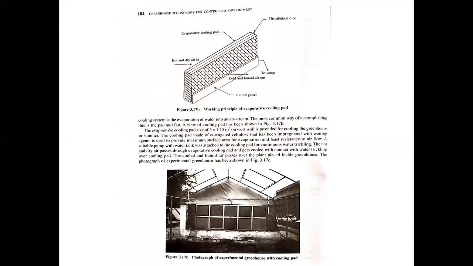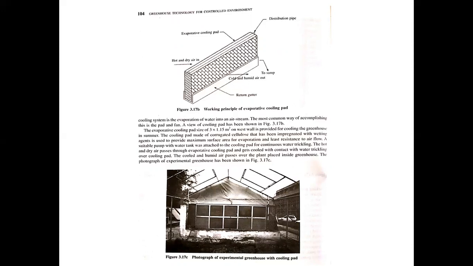The basis of any evaporative cooling system is the evaporation of water into an airstream. The most common way of accomplishing this is the pad and fan system. Okay. An evaporative cooling pad of size 3 by 1.15 meter square on the west wall is provided for cooling the greenhouse in summer. The cooling pad, made of corrugated cellulose impregnated with wetting agents, is used to provide maximum surface area for evaporation and least resistance to airflow. A suitable pump with a water tank was attached to the cooling pad for continuous water trickling.